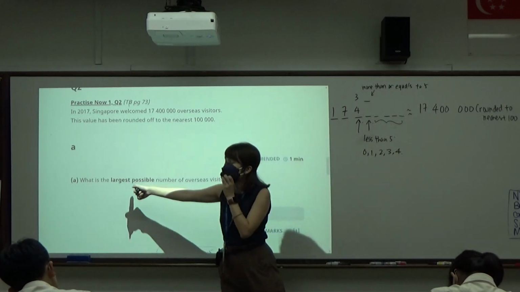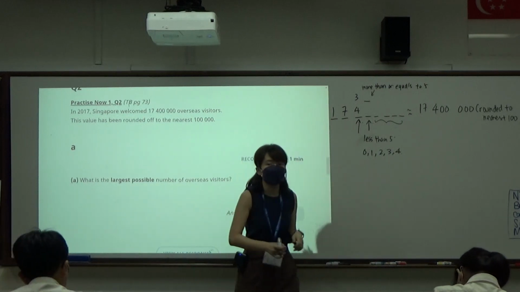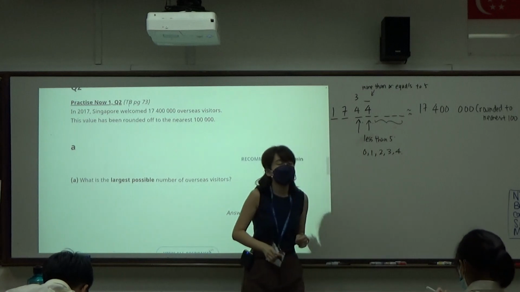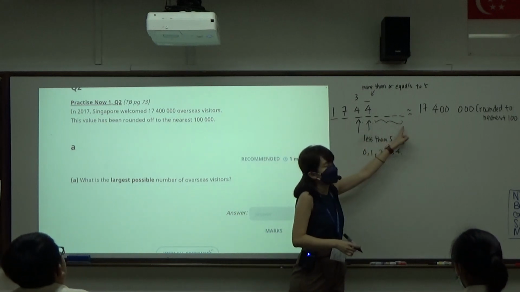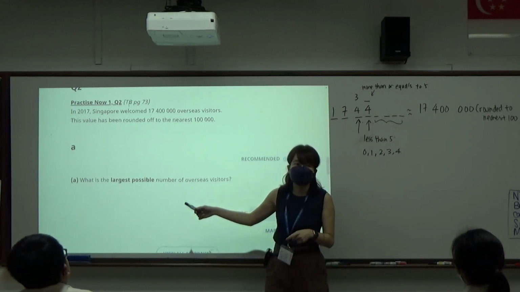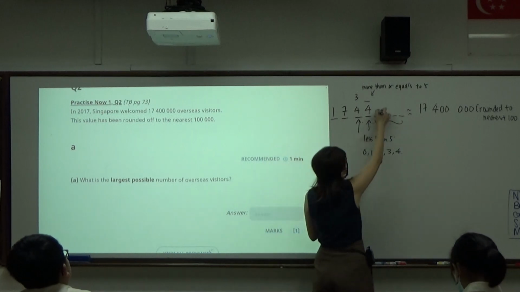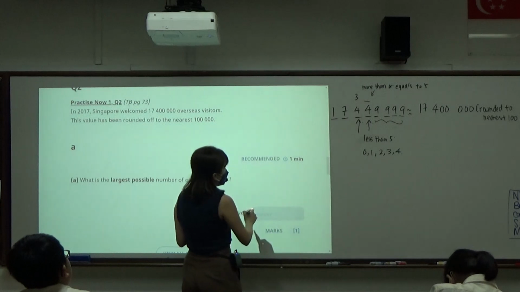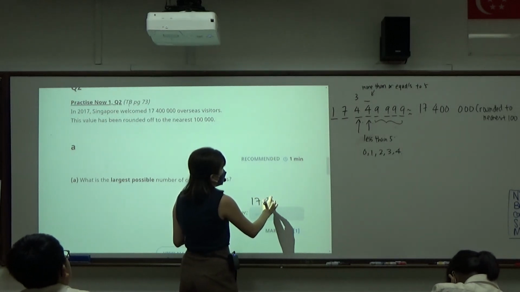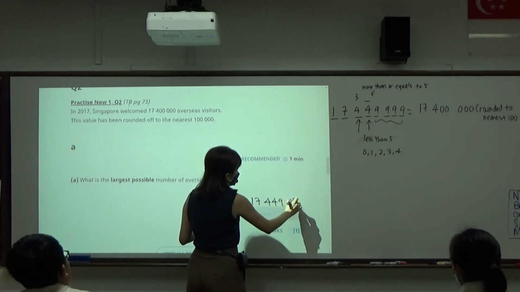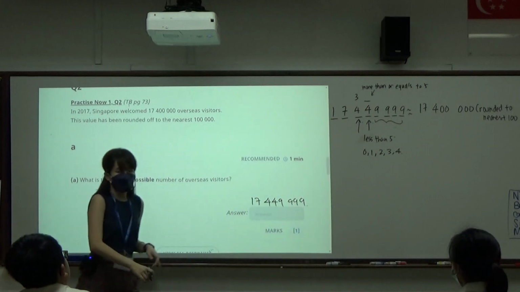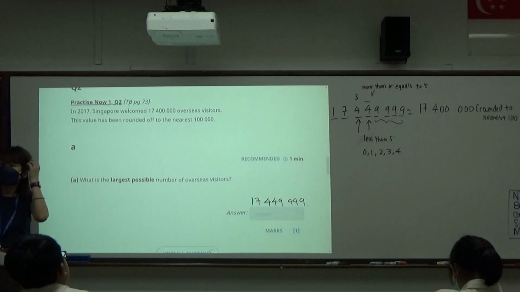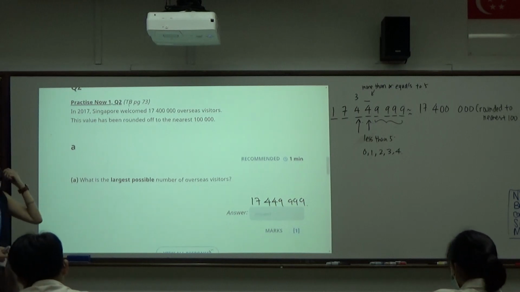We want the largest possible, so which number should we choose? 4, right? So we choose a 4 over here. And for the remaining digits, we want the largest possible, so we should choose a 9. So for the largest possible, our answer should be 17,449,999. Any questions?